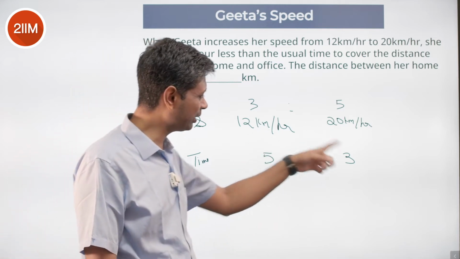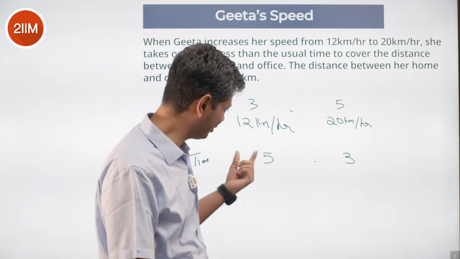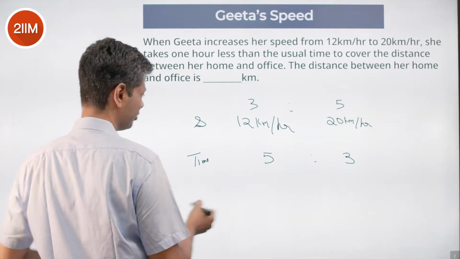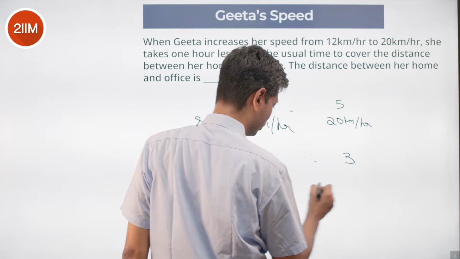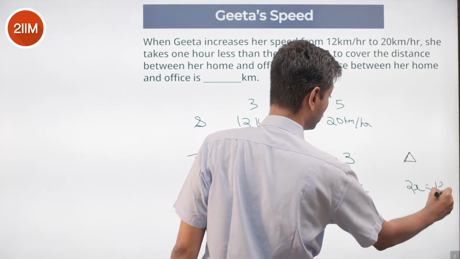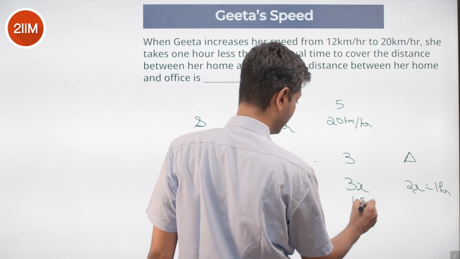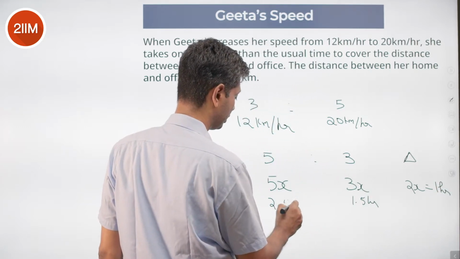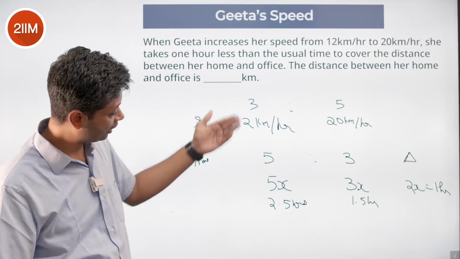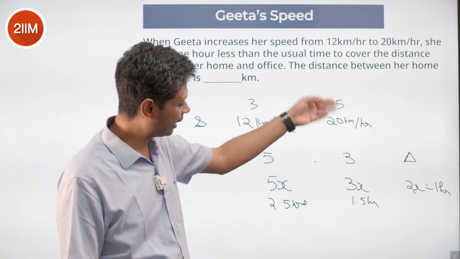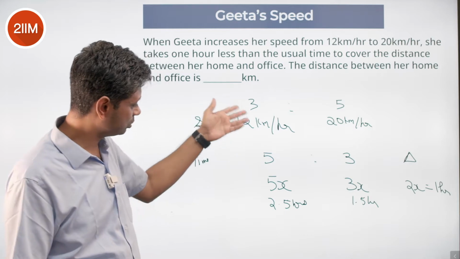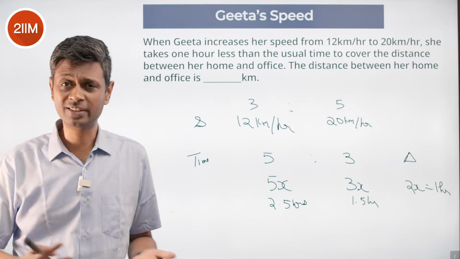The difference between the time taken is 1 hour. If this is 5x, these questions work really well if you think of it as a ratio. This is 5x, this is 3x, the difference is 2x. This 2x is 1 hour, so this is 1.5 hours, this is 2.5 hours. Distance traveled is either 12 kilometers per hour into 2.5 hours or 20 kilometers per hour into 1.5 hours. 3 by 2 into 20, which is 30, or 5 by 2 into 12, which is also 30. Obviously, the distance has to be the same.